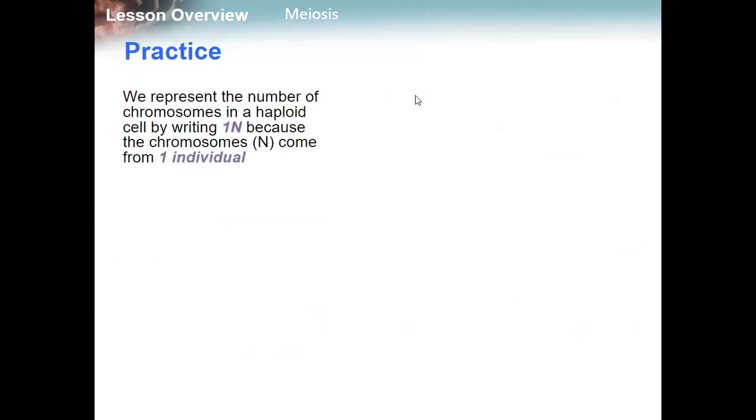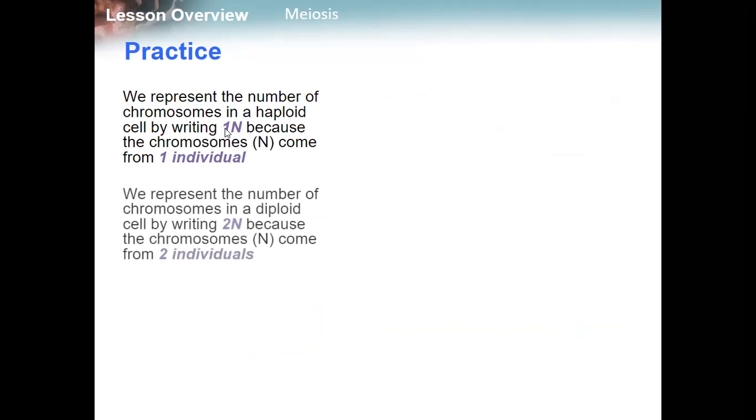Now let's take a look at how we can calculate the number of chromosomes in either a body cell or a sex cell. When we think of a haploid or sex cell, we represent it as 1N. N talks about the number of chromosomes in that cell, and 1 represents that it's only coming from one organism, one individual, since it's coming from their sex cell, their egg or their sperm. When we take a look at diploid or our body cells, remember, our body cells have both sets of chromosomes from mom and dad.